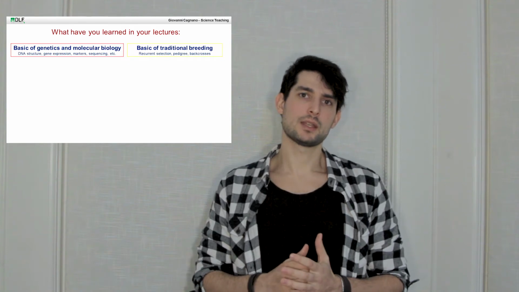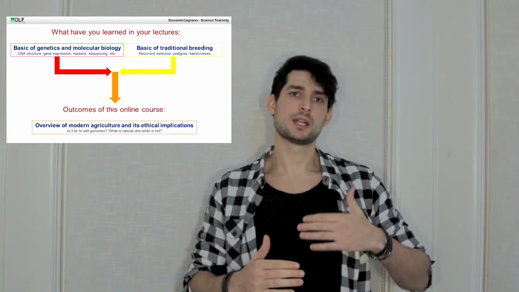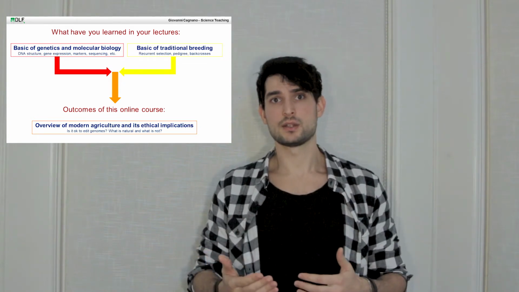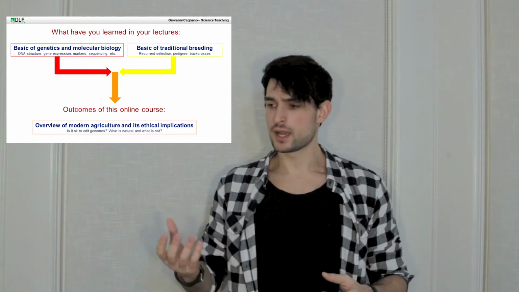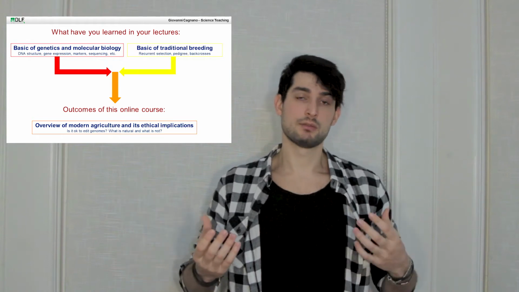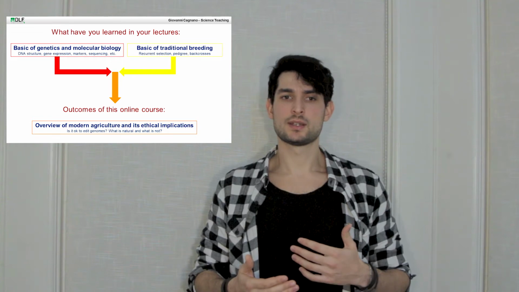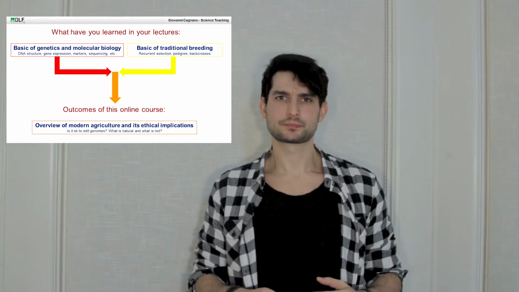But before that, I would like you to use the tools that you have collected so far to think about modern agriculture in a more general way. Try to answer questions that society actually asks, such as, is it okay to edit a genome? Is a variety obtained with genetic engineering less natural than a variety obtained with traditional breeding schemes? To do that, we will have a small exercise at the end of this video. But before that, let's make a brief sum up.